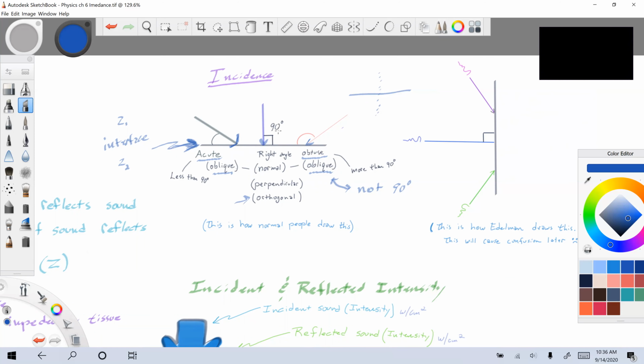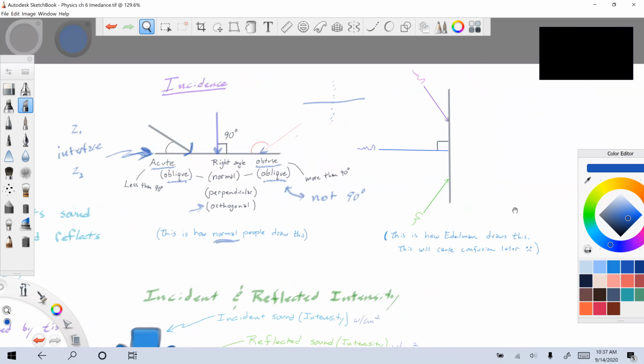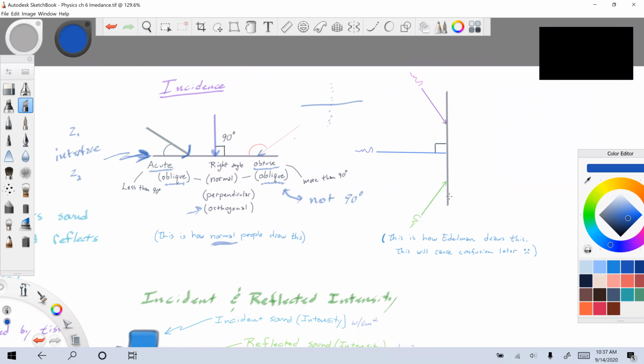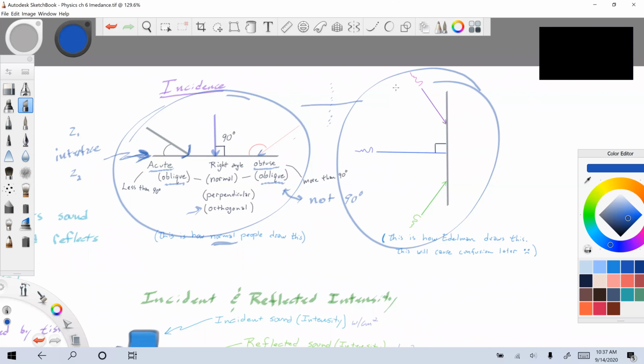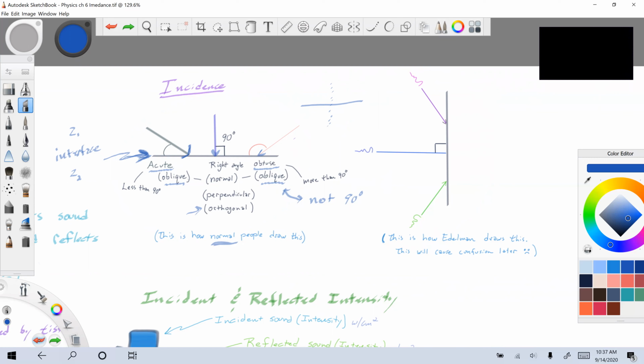And this is how normal people draw an interface because that's just mathematically the X and Y axis. That's how normal people do it. But Edelman is not normal. But this is important to know. It's important to be able to realize that this is the same as this. Exact same thing. I guess I can't say exact same thing, but it's the same thing.